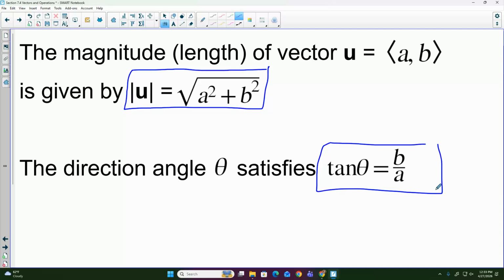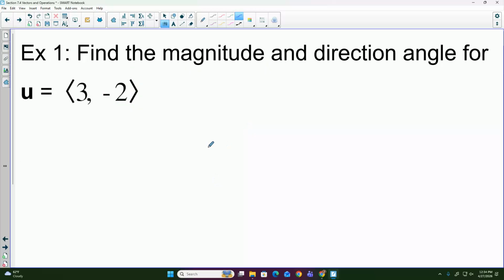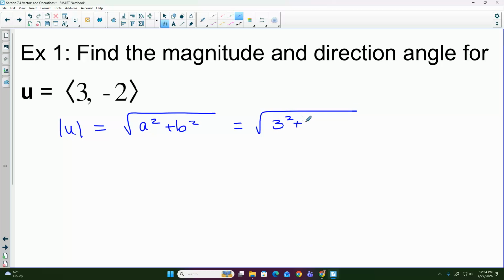I will also have those on your formula sheet. So they're things that we already know. We're just doing the same thing with a different terminology associated with it. So if I asked for the magnitude and direction here, the magnitude is just the square root of a squared plus b squared. So my a is 3, my b is -2. If I plug those in, we just get square root of 13.